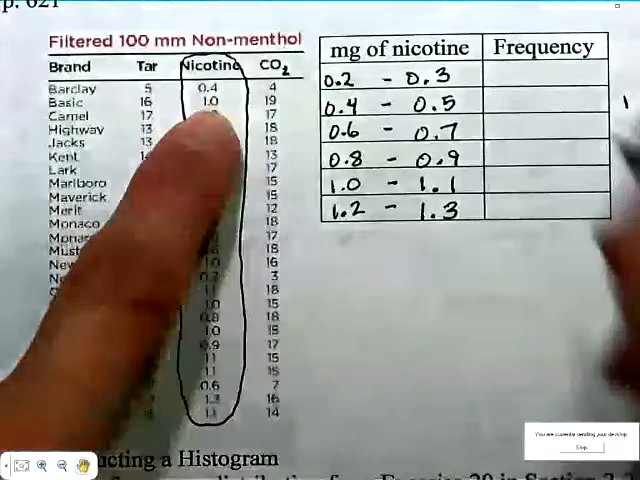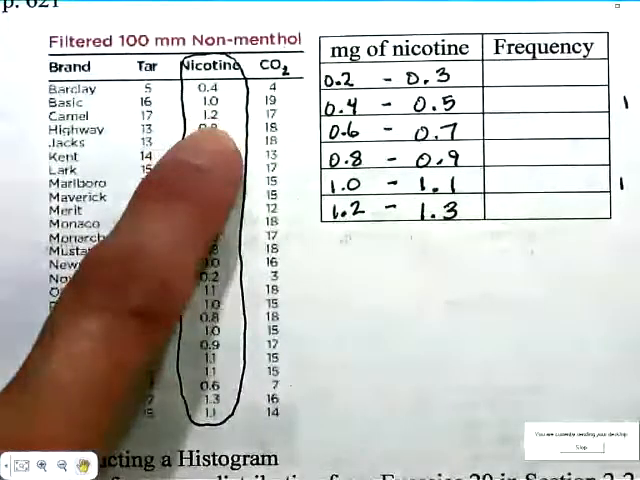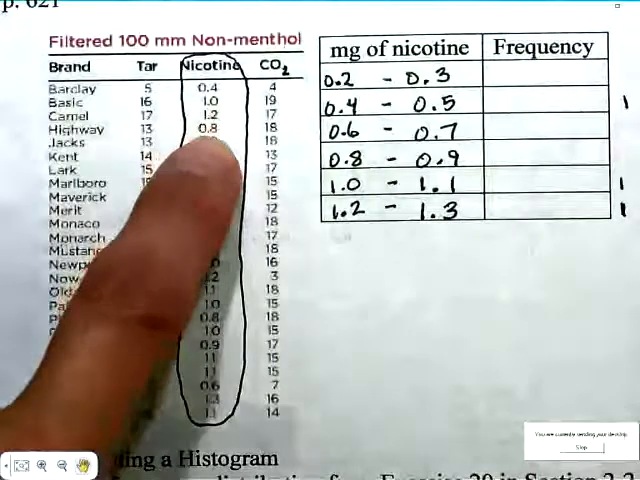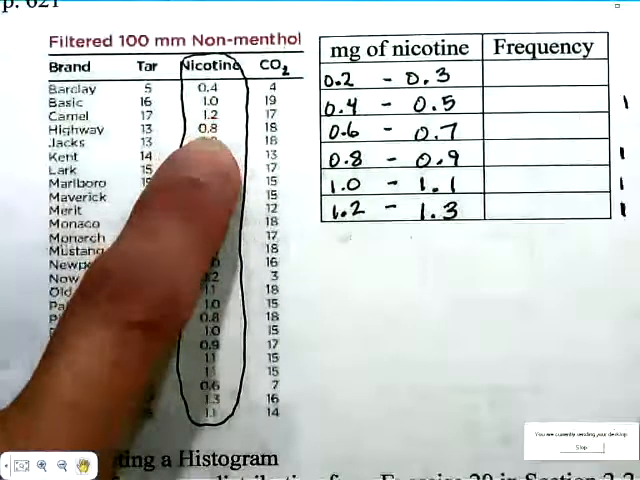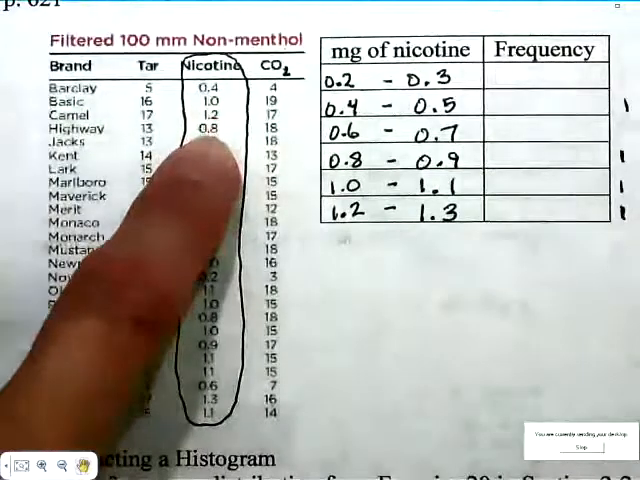1.0 falls in the 5th class. 1.2 falls in the 6th class. 0.8 is in the 4th. And then just go on down to the bottom of the list and make sure you have 25 tally marks.